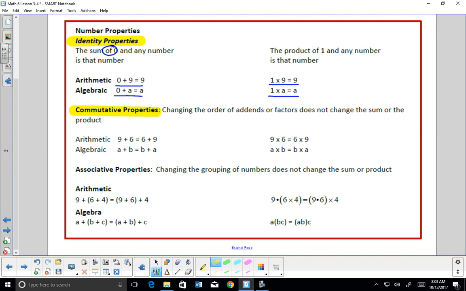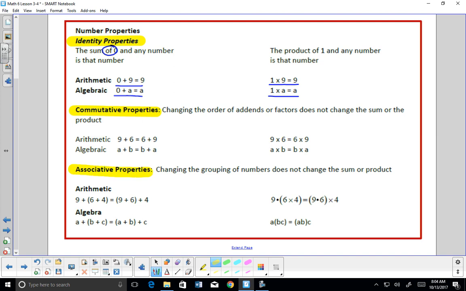So in addition, I can add 9 plus 6, or I can add 6 plus 9. Either way, I still get 15. With multiplication, I can multiply 9 times 6, or I can multiply 6 times 9. I still get 54. And with the variables, a plus b equals b plus a, and a times b equals b times a. The last property we're going to talk about is called the associative property.